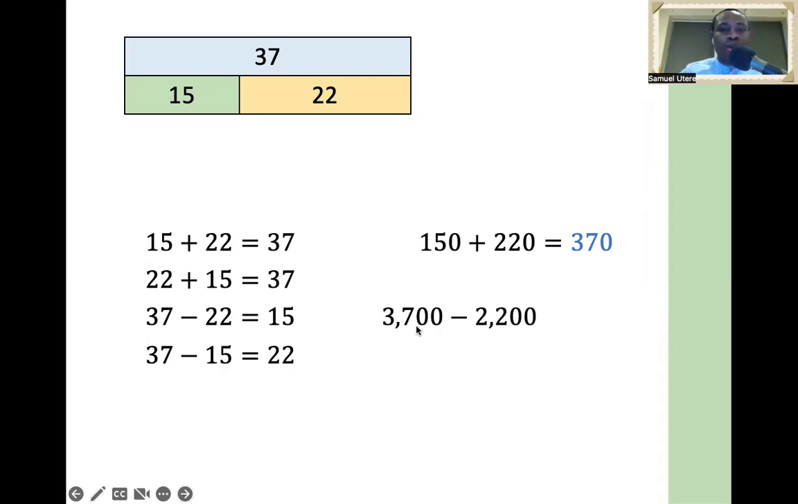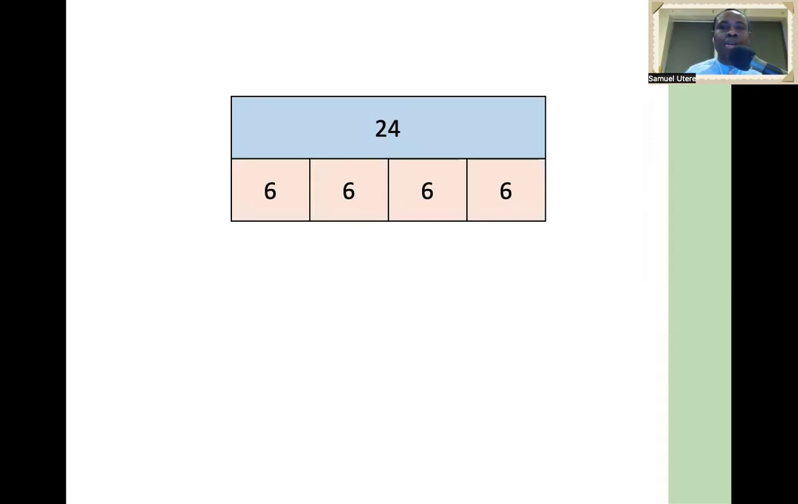What about this one? Again, we'll apply the same approach. So this is 3700 minus 2200, which will still give us, have a think? Of course, 1500.